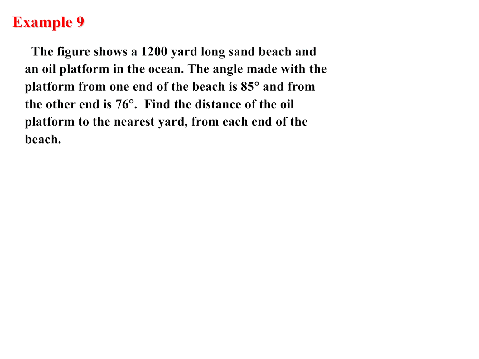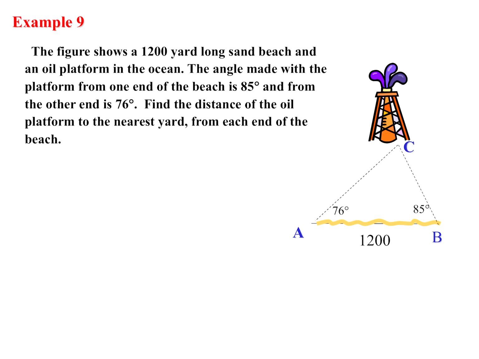Okay, we have one more example, a word problem here, and I left a picture on your notes of this one. This one has, the figure shows a 1,200-yard sand beach, so we have that down here, and our oil platform out here. The angle made with the platform from one end of the beach is 85. We have that. 76 is our other. Find the distance of the oil platform to the nearest yard from each end. So I actually want to find both distances.